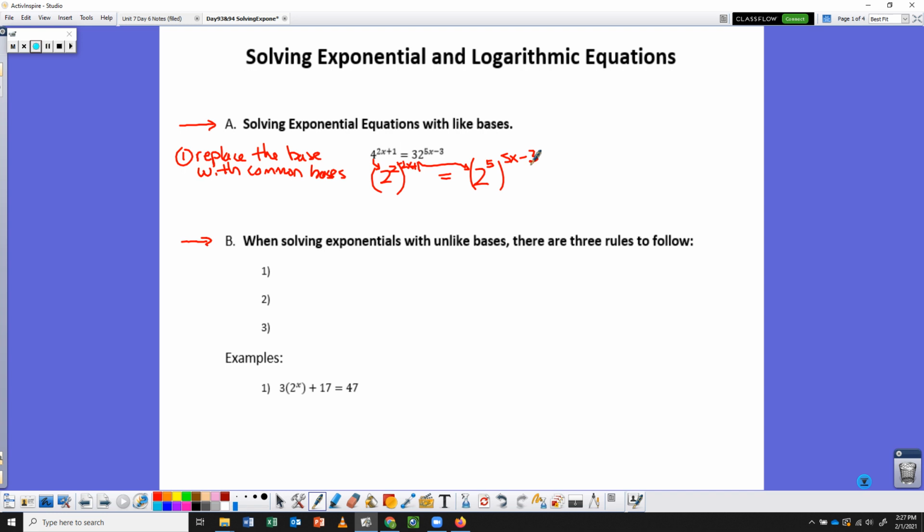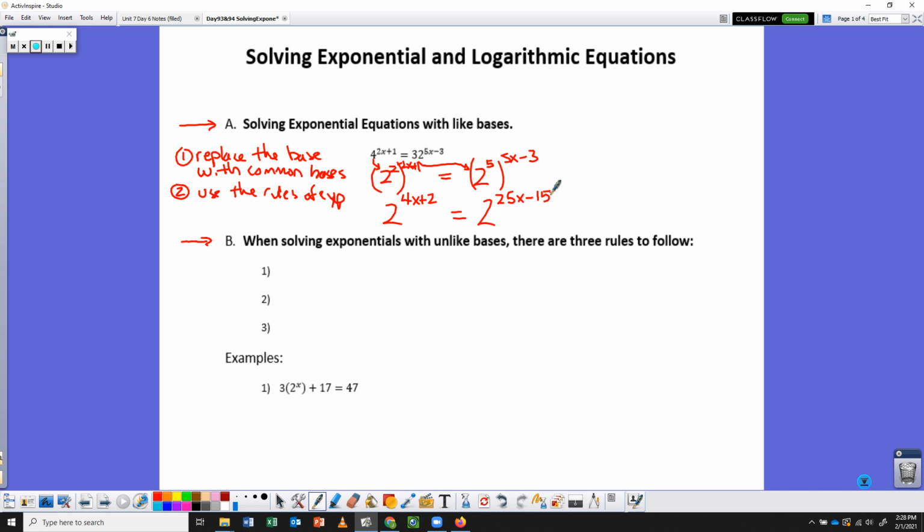Now what you're going to do next is use the rules of exponents. 2 squared raised to the 2x plus 1 power, remember you've got to multiply your exponents together, is going to be 2 to the 4x plus 2 power. And on the right-hand side, we've got 2 to the 5th raised to the 5x minus 3 power. That's going to be 2 to the 25x minus 15.